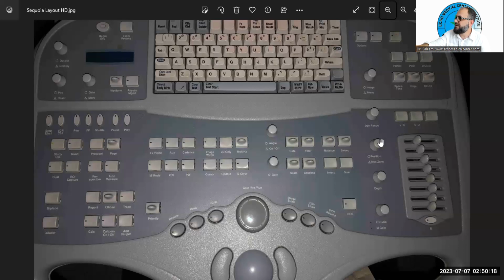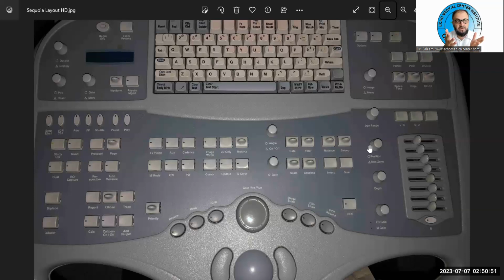Now there is another knob, and that's called position. You can see here, or it says trans zone. What is this for? Most commonly, we use this to increase the number of focuses in the sound beam, or to position the focus where you want to put it. This is for lateral resolution; it makes your lateral resolution the best. So we put the focus exactly where our target tissue is.